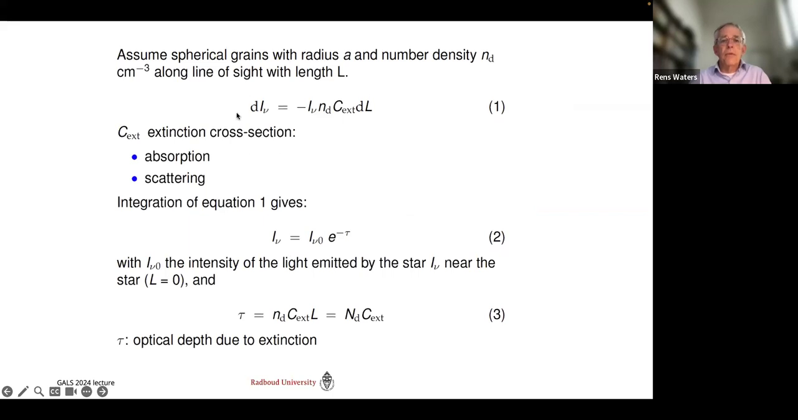And then it's trivial integration. You can get to this equation here, where you see that the intensity you observe is I naught times e to the power minus tau. So this is where this exponent comes from. And you can write the optical depth like this: it's the column density of dust particles times the extinction cross section.